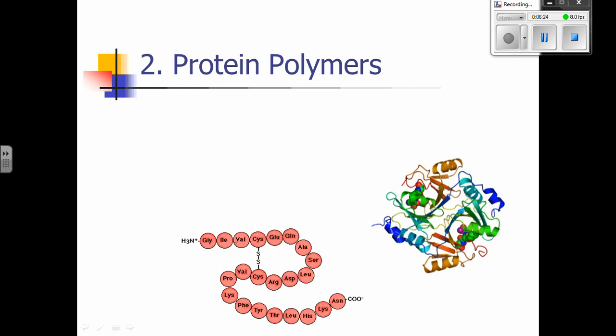glycine, isoleucine, valine, cysteine, glutamine, etc. And you can have thousands and sometimes millions of different combinations of these because they can be anywhere between 20 amino acids long and 10,000 amino acids long. If you look at the actual polymer itself, proteins end up folding on each other, and they create this globular shape that you see here. That is actually going to be very important for the functions that they perform.